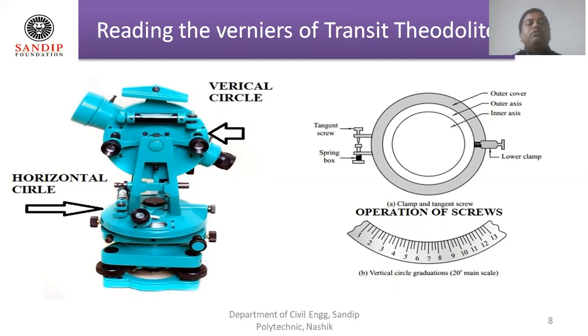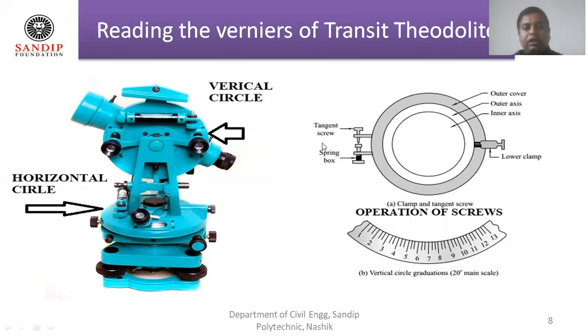Next, if you see, vertical circle is graduated in 4 quadrants, and that quadrant readings range from 0 degree to 90 degree. That means whenever vernier C shows 0 degree, vernier D also shows 0 degree. But as far as horizontal circle is concerned, when vernier A shows 0 degree, then vernier B will show 180 degree.